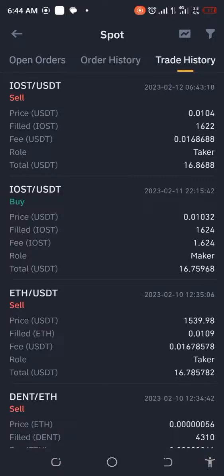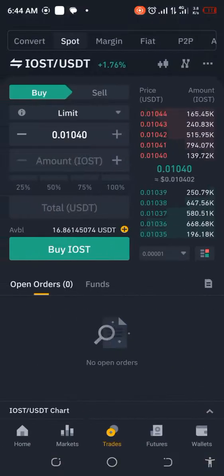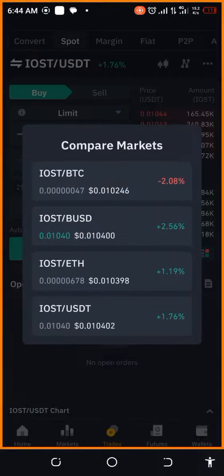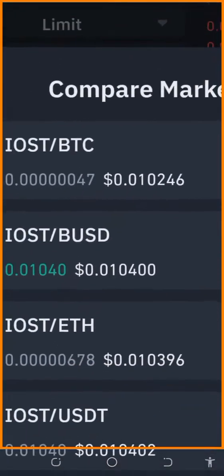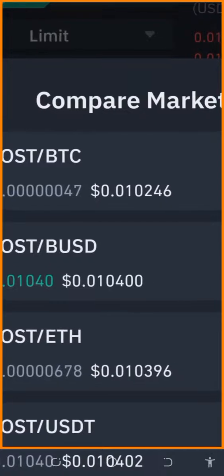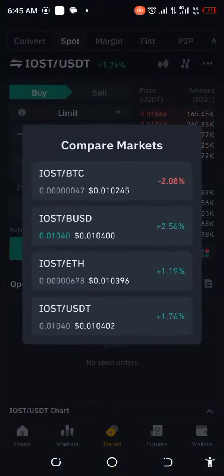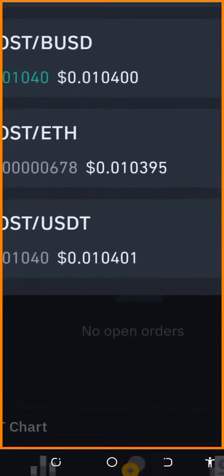Because just take a look at this. You'll see here that what we were supposed to get the other time, it was okay. Can you see that IOST BTC is 0.0102? It was supposed to be 0.0104, almost the same value as what we're doing now. At this point, BTC went up a bit, and you can see here that USDT now is 0.0104.